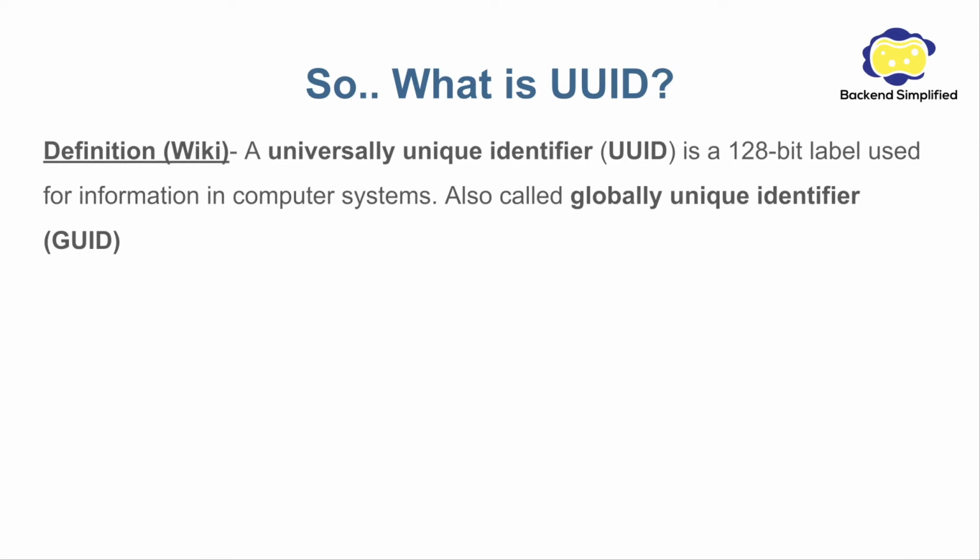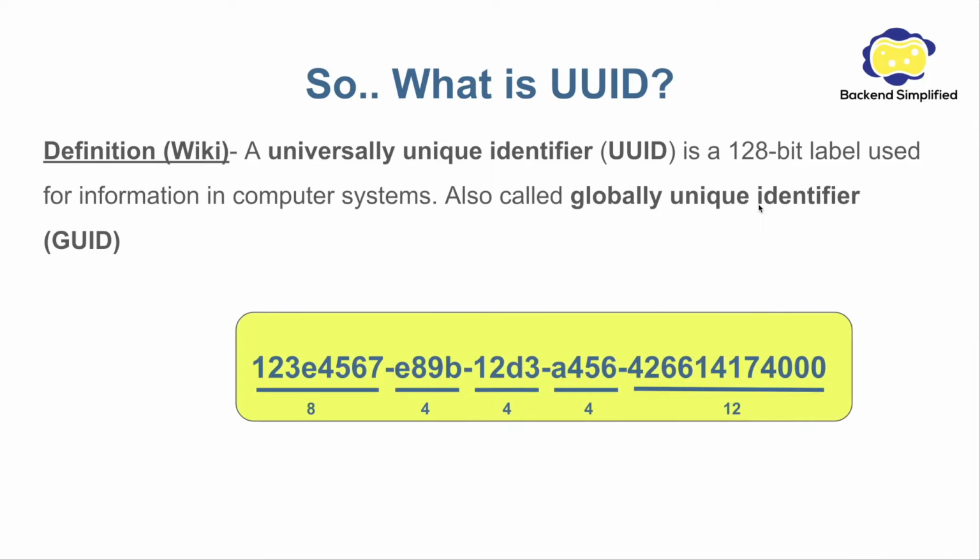What is UUID? From Wikipedia, a universally unique identifier is a 128-bit label that is used for information in computer systems, also called globally unique identifier, GUID. Usually we talk about 32 hexadecimal characters with 4 hyphens, as you can see here. The first part is 8 characters, the next 3 are 4, and the last one is 12. When we're talking about different versions of UUIDs, all of the versions create the same template, as you can see here.